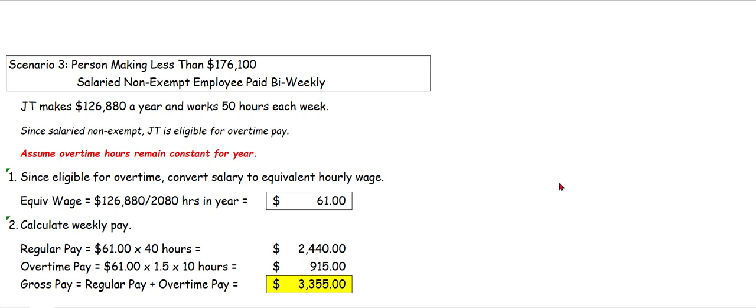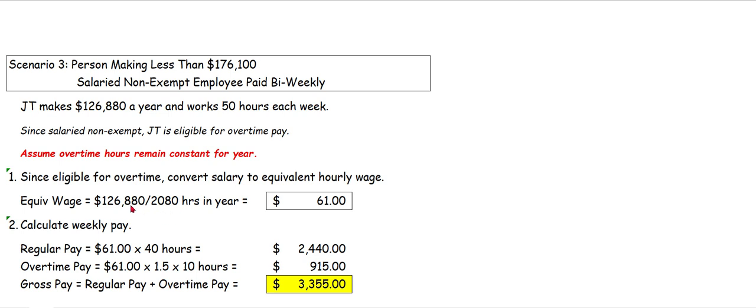Scenario 3, person making less than $176,100 a year, salaried non-exempt, paid bi-weekly. JT makes $126,880 a year and works 50 hours each week. Since salaried non-exempt, JT is eligible for overtime pay, we'll assume that overtime hours remain constant for the year.